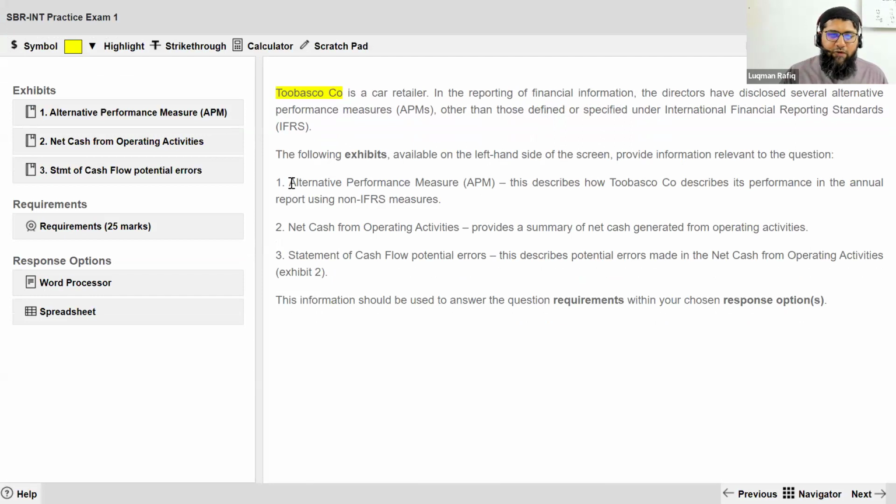The alternative performance measures describe how Toobasco Company describes its performance in the annual report using non-IFRS measures. Net cash from operating activities provides a summary of net cash generated from operating activities. Statement of cash flows, potential errors, and so on.